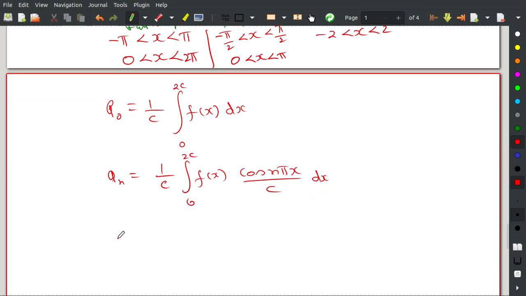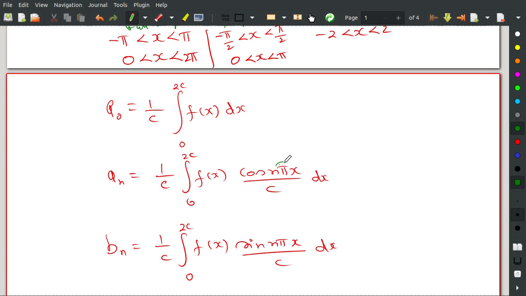And our bn equals 1 by c integral 0 to 2c f of x sin n pi x divided by c dx. So if you notice, the change is here. We have an extra term, pi by c, and also these are the changes.